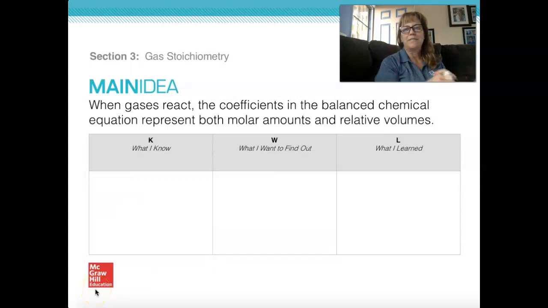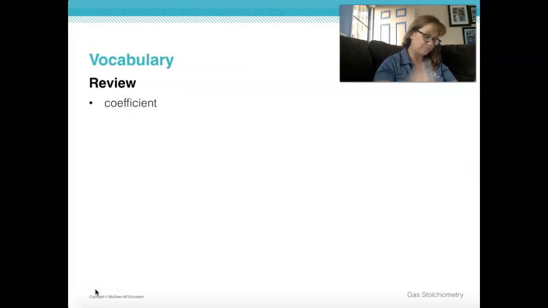Okay, so today we are going to do the last section of chapter 13. It is called gas stoichiometry. Basically, we're going to combine what we've been learning about some gas laws with our good friend stoichiometry from a few chapters ago. So let's get started.